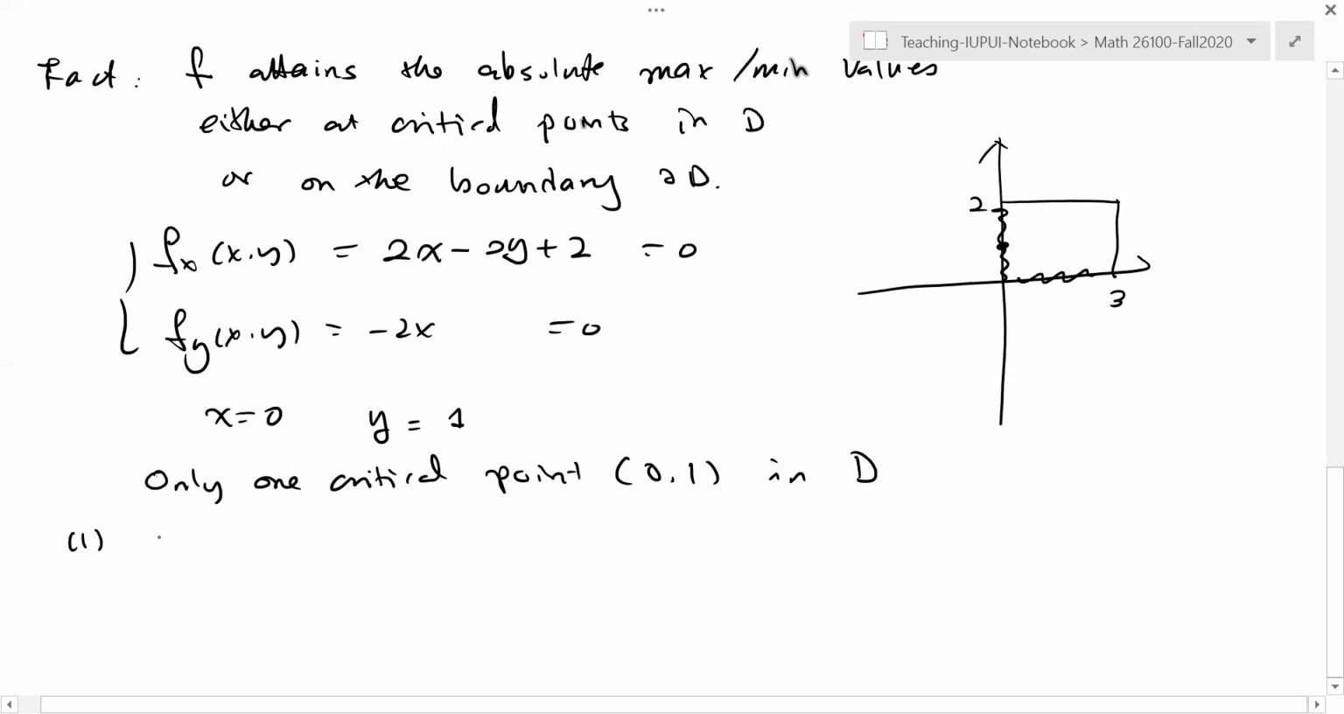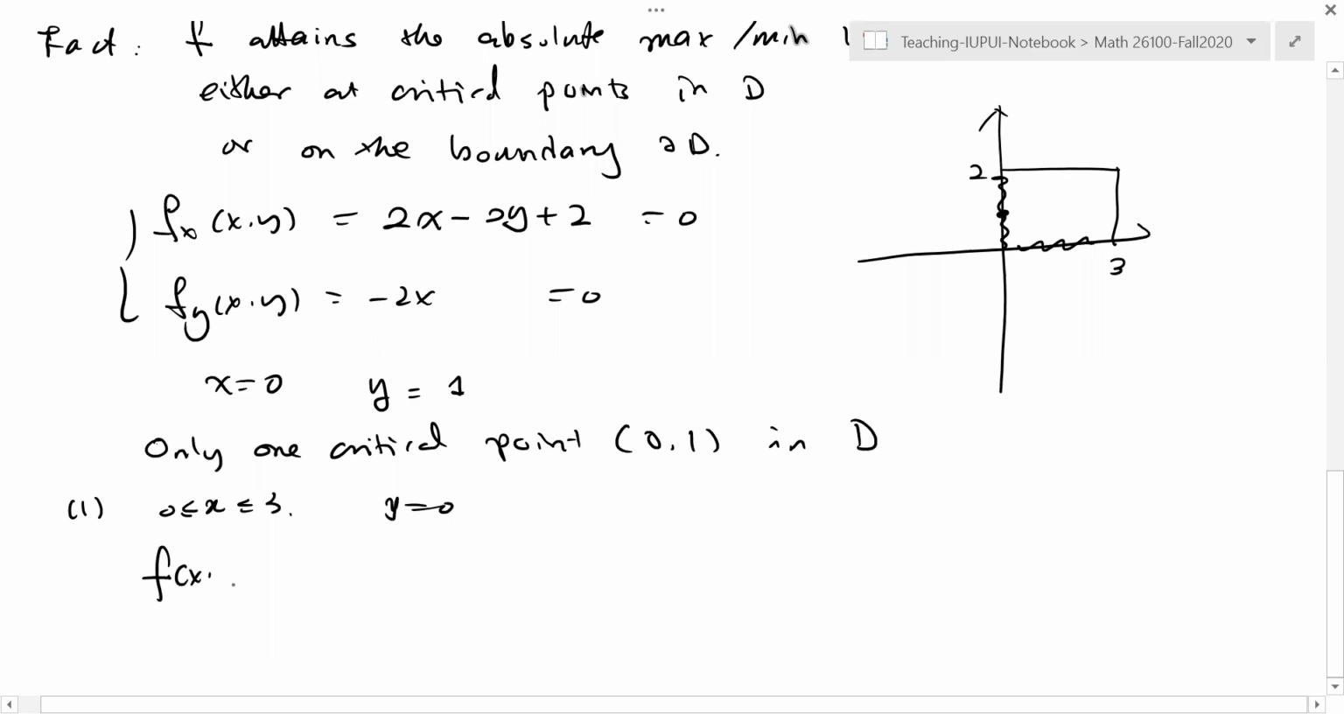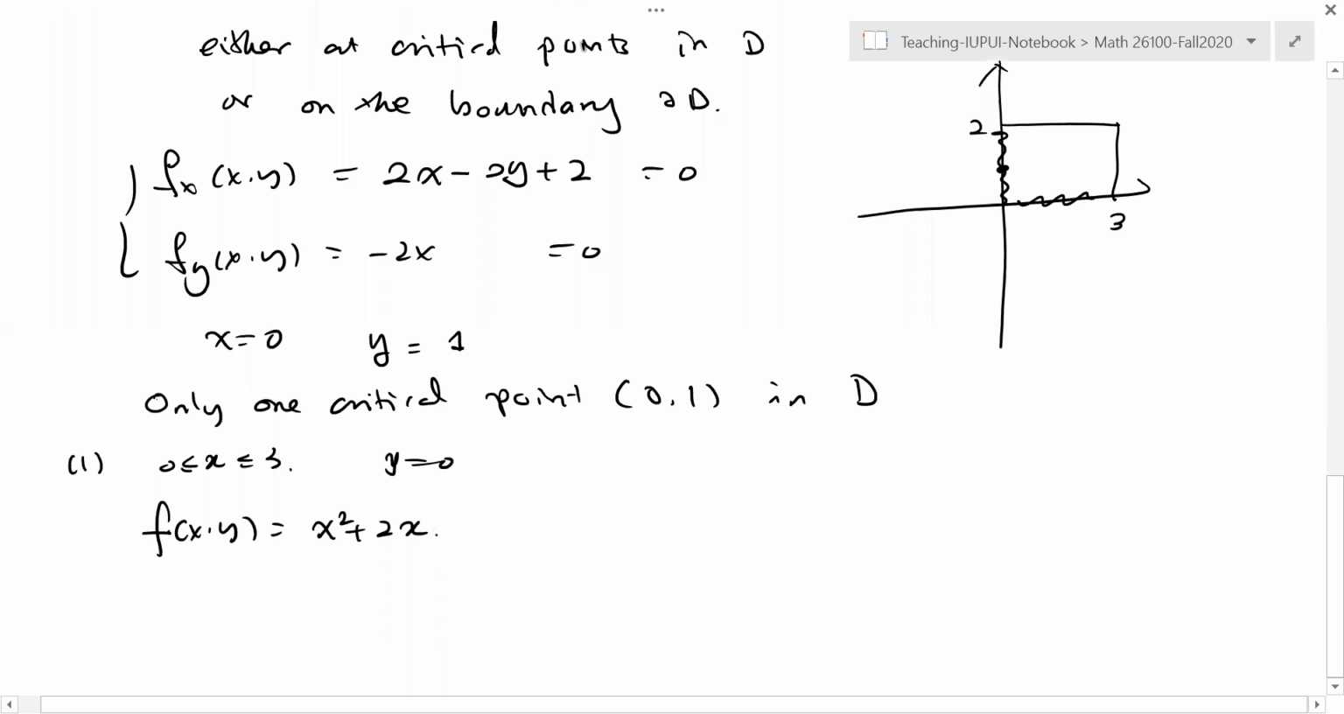Along the boundary, x is between 0 and 3, and y is 0. In that case, the function, when y is 0, I only have 2 terms. So this function I can modify. I can get x plus 1 squared minus 1, right? So for x between 0 and 3, what is the maximum value? What is the minimum value of this function?